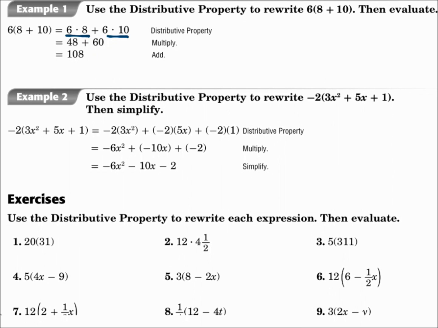For example 2, you have negative 2 times the quantity 3x squared plus 5x plus 1. Make sure you multiply the negative 2 by each term. Negative 2 times the 3x squared plus negative 2 times the 5x plus negative 2 times the 1. Always watch your signs with the distributive property. That gives you negative 6x squared plus negative 10x plus negative 2. Or negative 6x squared minus 10x minus 2. Don't leave a plus and negative in your answer, just change it to minus. So plus a negative 2 is just minus 2.